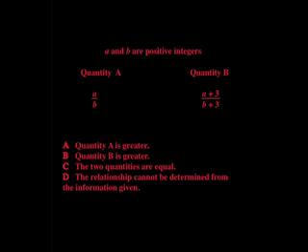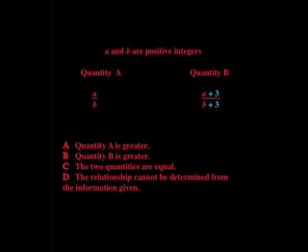Now we can do a problem that only 36% of the people got right when they took it on an official GRE test. We're told that a and b are positive integers, and we're given two quantities. Quantity A is a over b, and quantity B is (a + 3) over (b + 3).